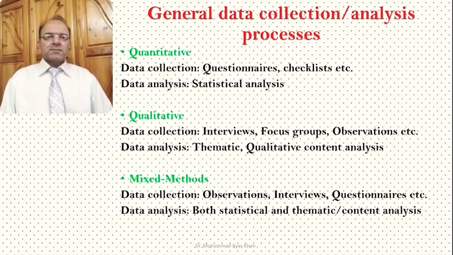So this is a general description of the three main types of research by method in social science research: the quantitative research, the qualitative research, and the mixed method research.